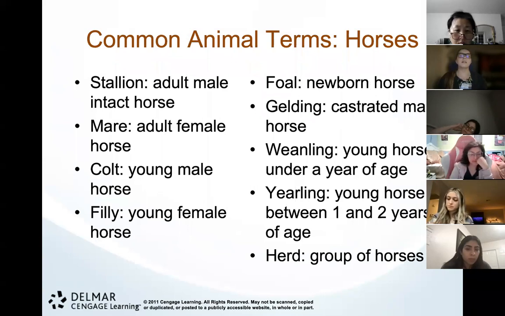Now, then we have our younger horses when they're in young age, usually under a year of age, or even 6 months, kind of up to a year. We'll call them colts or fillies. So a colt is a young male horse, while a filly is a young female horse. But when we have newborn horses, regardless of the gender, we will call them foals.